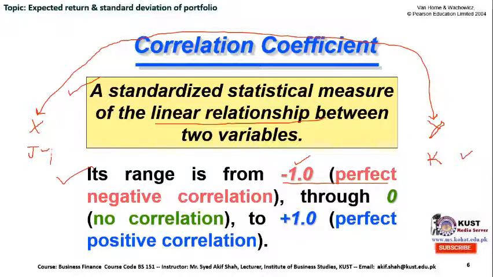So if there is an increase in the stock price of Jth stock, there will be a decrease in the stock price of Kth stock, and vice versa. If there is an increase in the Kth stock, there will be a corresponding decrease in the Jth stock. So it means that if one variable is increasing, the other one will be on the decreasing side.